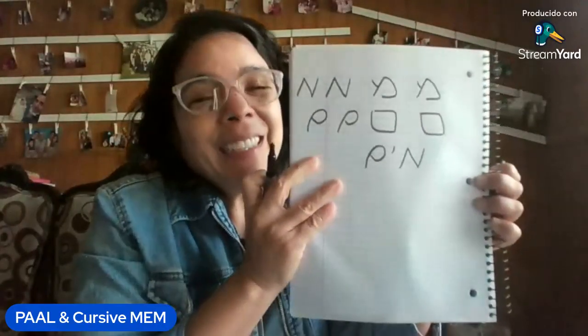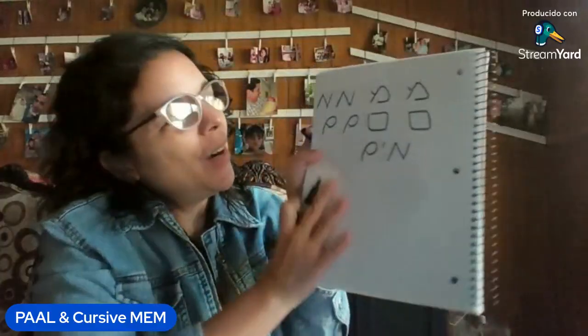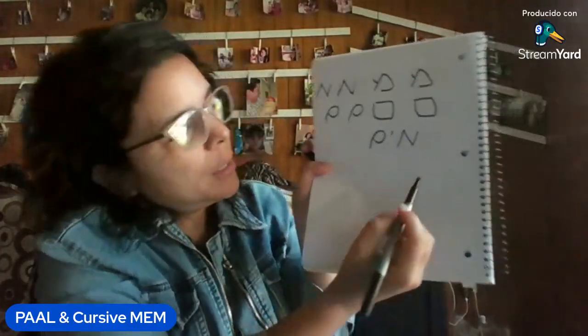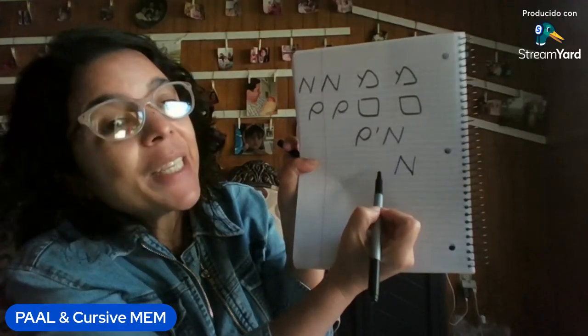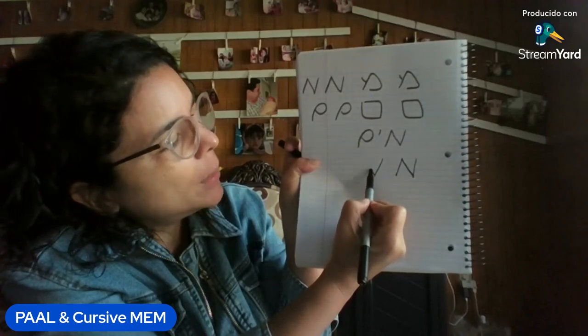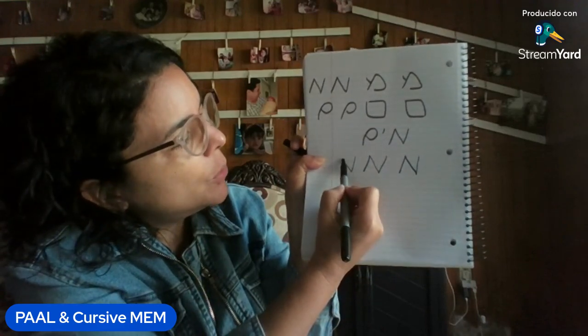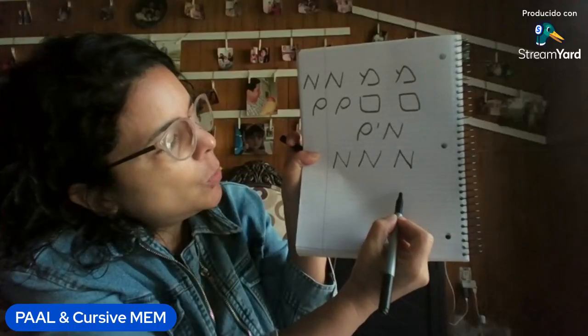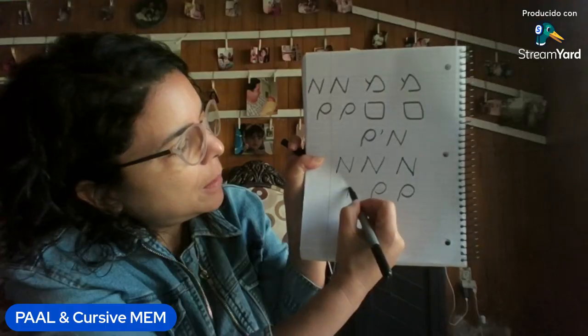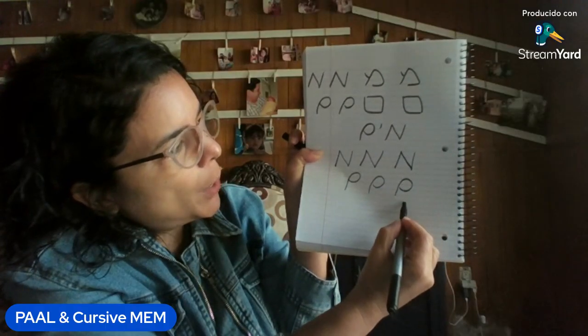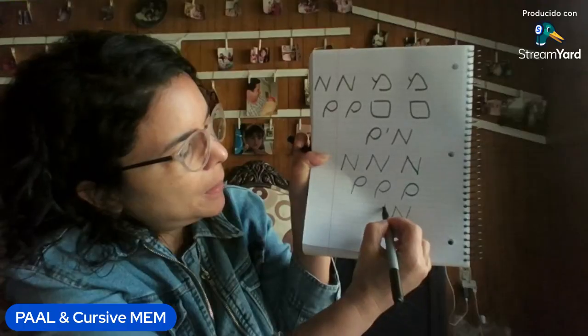Now I'm just going to draw cursive mem. I've been doing this a lot of times. Let's do cursive. 1, 2, 3, initial mem. 1, 2, 3. Let's do mem sofit. And let's do water: mayim.